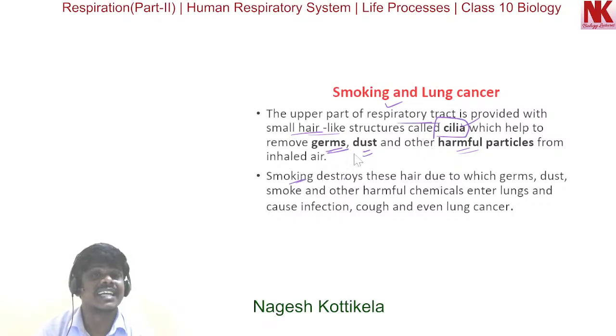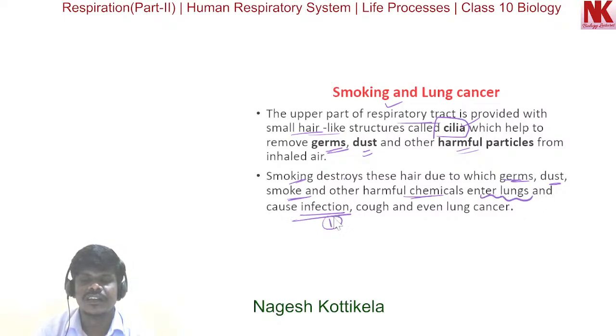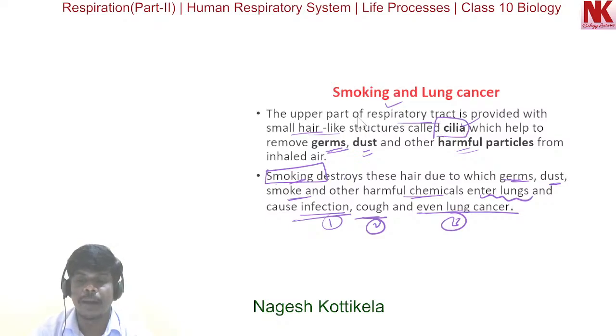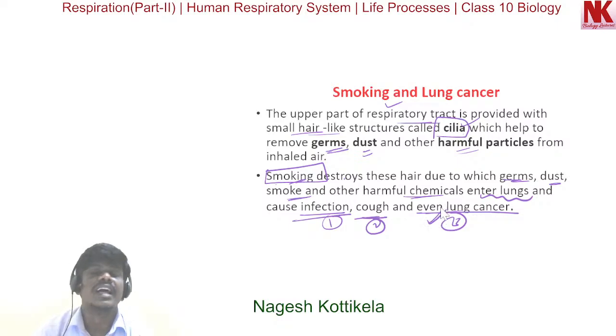So smoking destroys these cilia, and because of this germs, dust, smoke and other harmful chemicals enter the lungs and can cause infection, cough and even lung cancer. So these are the harmful consequences of smoking. It destroys the cilia present in the upper respiratory tract, and in severe conditions it can lead to even lung cancer. So this is all about today's topic.